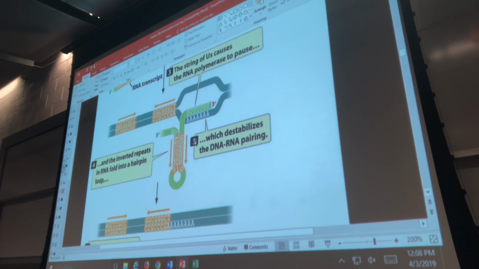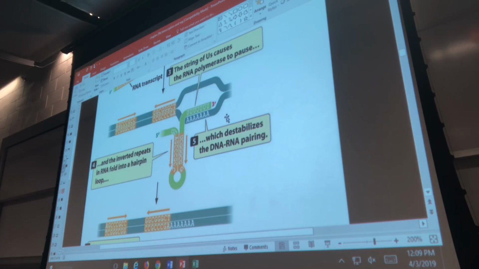This hairpin loop, it turns out, is a very destabilizing structure, especially in the context of transcription, where termination ends when a hairpin loop forms, in addition with all these A's and U's on the tail end.